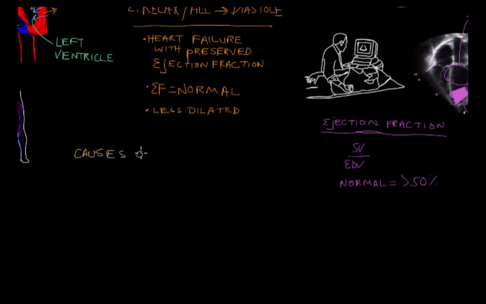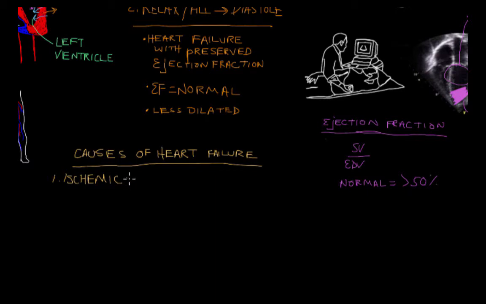The last thing we need to talk about is what causes heart failure. And the way this is easily divided is into two broad categories. The first category is called ischemic. And ischemic is from the word ischemia, which is a decrease or lack of oxygen to tissues and cells. And when you have a lack of oxygen to tissue and cells, the cells and the tissues die, and that decreases its ability to function.